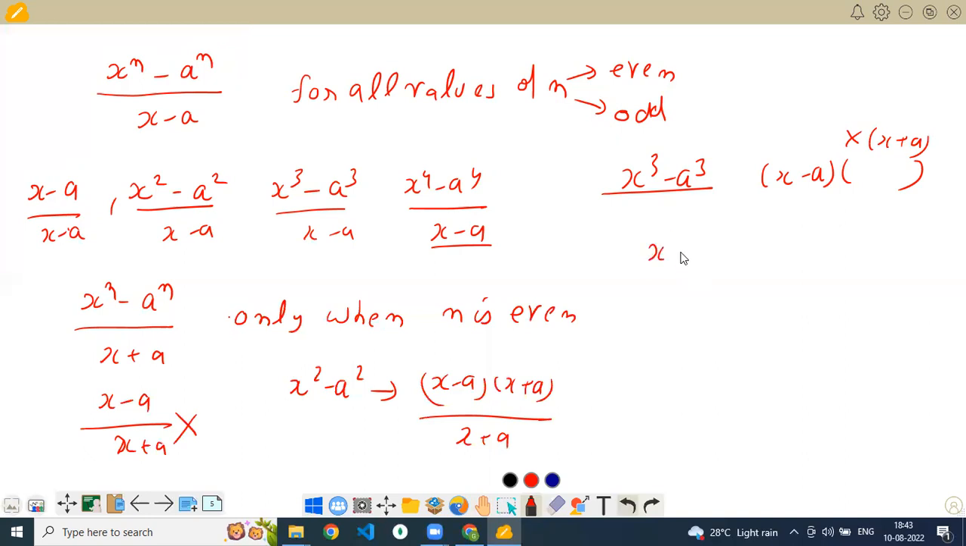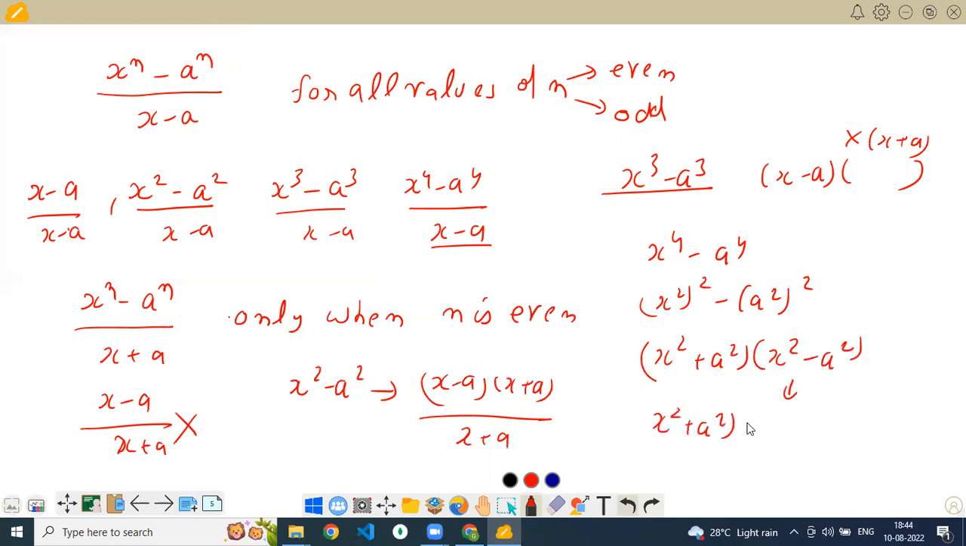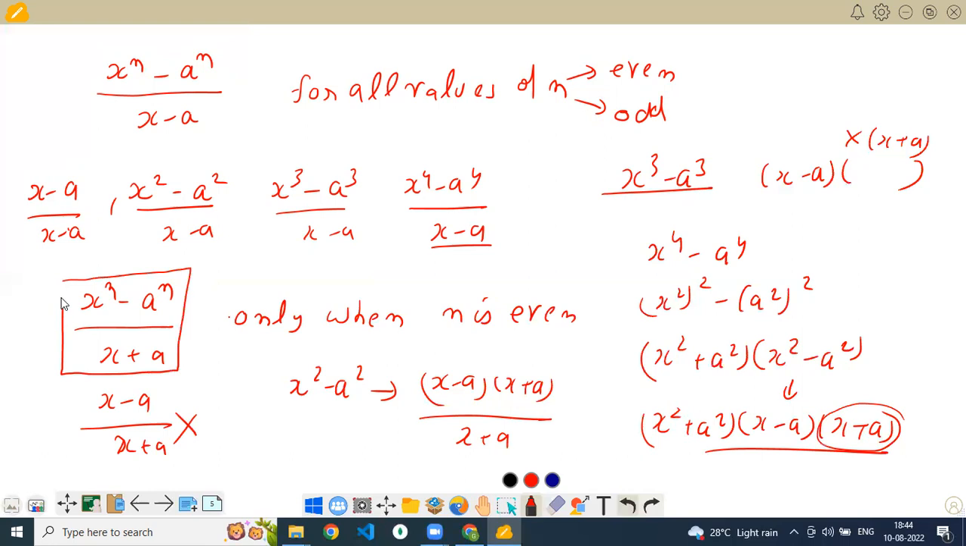But when you come to x to the power 4 minus a to the power 4, you can write it as a squared minus b squared is (a plus b)(a minus b). And this you can further factorize. So you get (x squared plus a squared)(x minus a)(x plus a). So this is divisible by x plus a. So we say x^n minus a^n is divisible by x plus a only if n is even. But it is divisible by x minus a for all values of n.